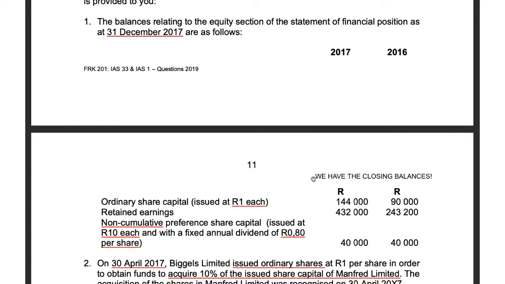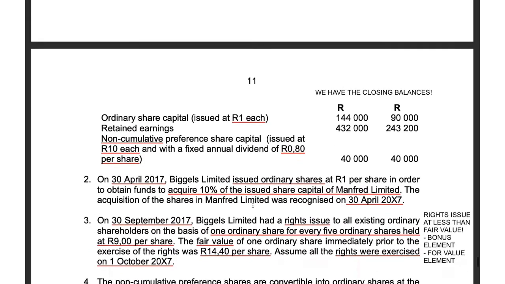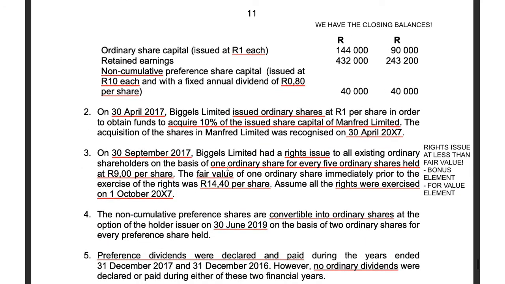So that is the first thing that should have caught your attention. We have closing balances of ordinary share capital, so you almost need to work backwards in a sense to get the in-between. Then point 3 speaks about a rights issue. Now we learned in lecture 3 that you can have a rights issue at less than fair value.